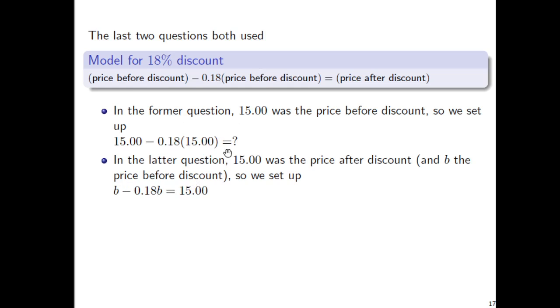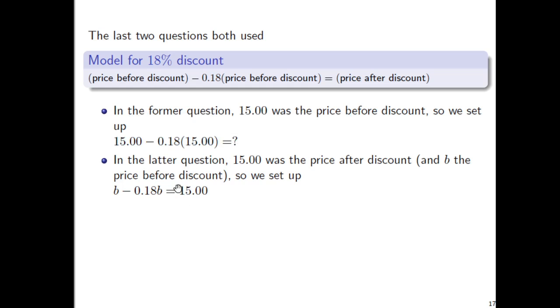In the former question, strictly speaking, we could have had a variable for the price after discount. Maybe we could have called it A for after, but that would have just replaced where the question mark is, and there'd be nothing to solve. We're basically done. The expression that's to the left of the equal sign is already the number we need.